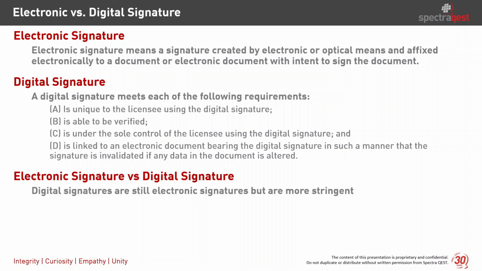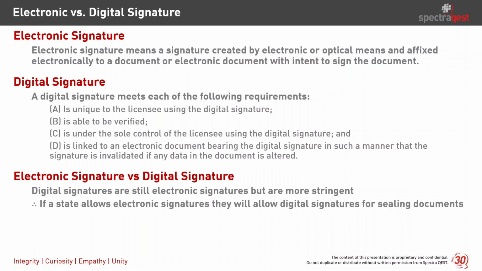So a digital signature is still an electronic signature. It still meets the definition of an electronic signature, but is also more stringent. It provides a higher level of confidence about the signing process and about the signer themselves. But from that, we can say that if a state allows an electronic signature, then since a digital signature is an electronic signature but better, they'll also allow digital signatures.